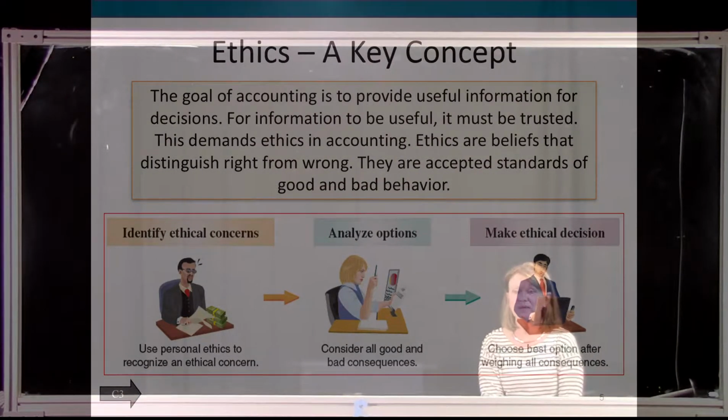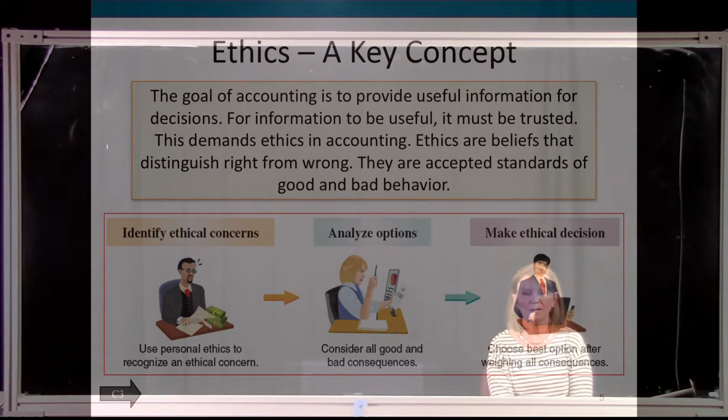Ethics is absolutely important in accounting. It's to provide the most useful information for decisions. And for us to be able to use the information, we must be able to trust it. Ethics are beliefs that distinguish right from wrong. They're accepted standards of good and bad behavior. So people who work in accounting have to identify ethical concerns, analyze all their options, and make ethical decisions. We'll come back later and talk about ethics in a future chapter, and then we'll talk about human error versus human dishonesty.